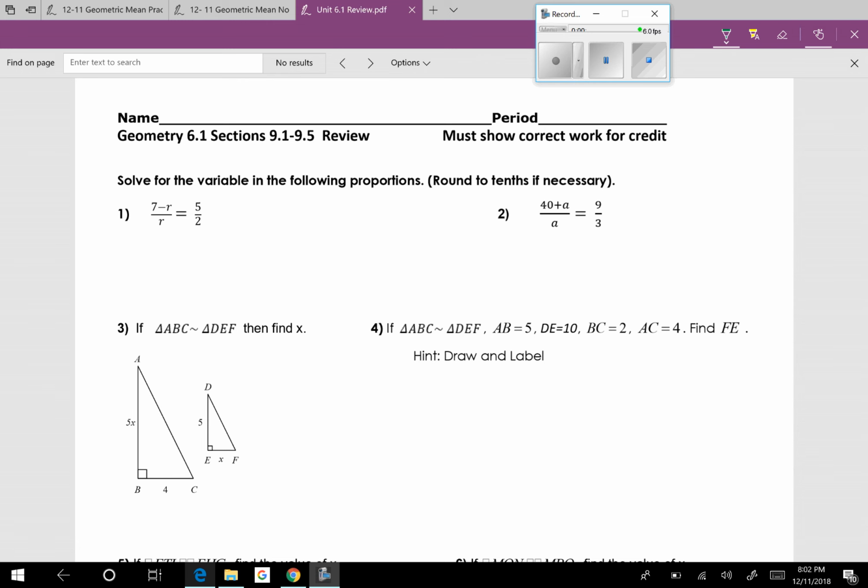Right, welcome back, y'all. I'm going to go through and work out these problems from the review so you can make sure that you understand how to do everything for our test tomorrow.